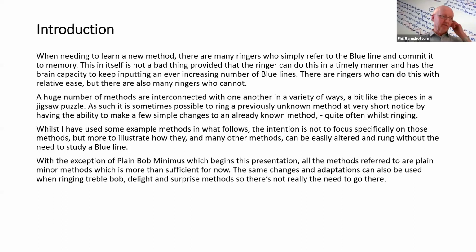With the exception of plain Bob minimus, which begins the show, all the methods referred to are plain minor methods, which is more than sufficient for now. The same changes and adaptations can also be used when ringing treble bob, delight, and surprise methods. And I realised afterwards I should have also included doubles methods in there as well. But because they're all the same, there's not really the need to go there.